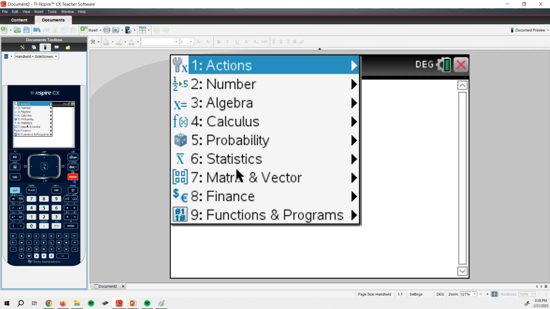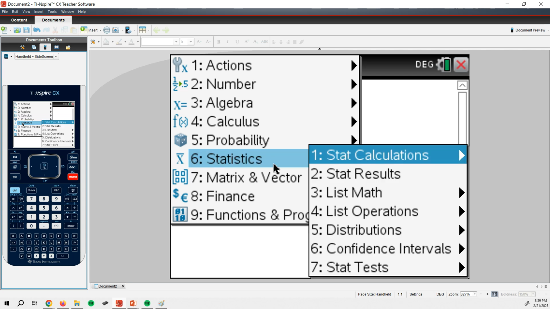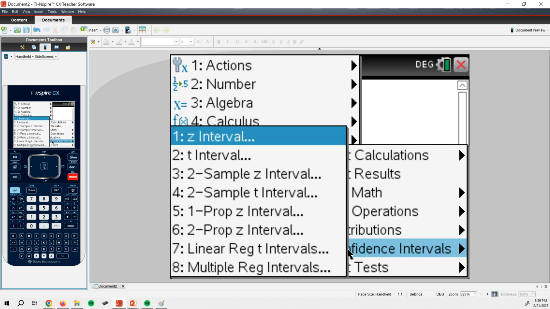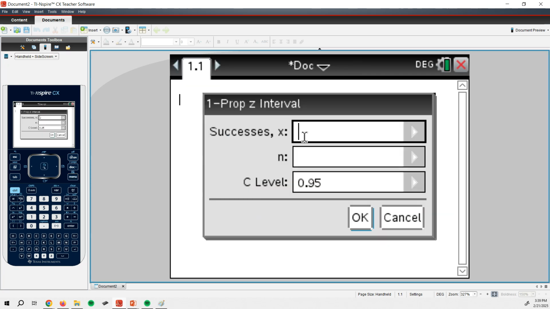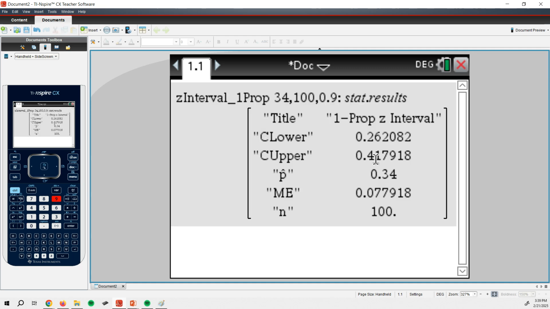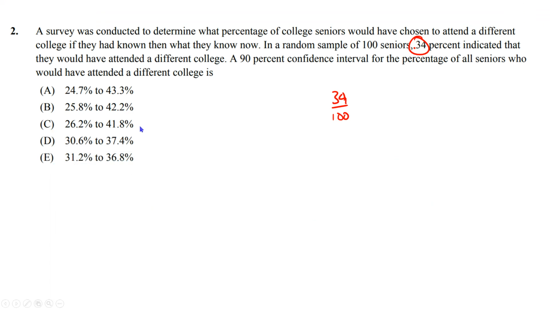So we're going to do menu. This is a one-prop z interval. And we had 34 out of 100, and it's only because we had 100. And what did they say? They wanted a 90%. So we changed this to 0.9. And so we got 26 to 42%. There it is, 26.2 to 41.8. There you go.